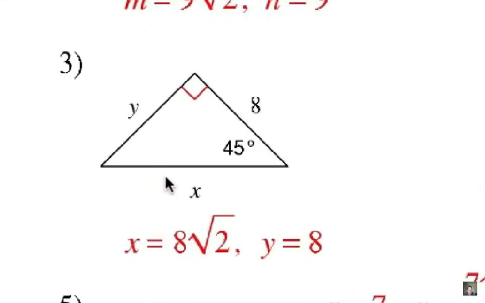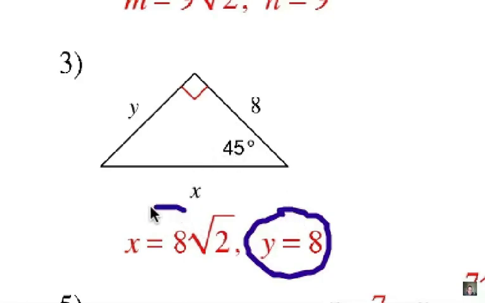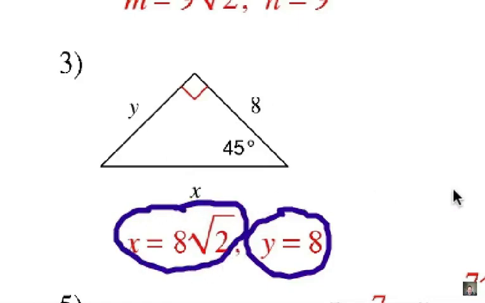We're going to start with a pretty simple one, and that is number 3. The leg is 8, so y must be also 8. Okay, pretty simple. And then the hypotenuse x is 8 radical 2. All right, it's always radical 2 times longer. All right, now let's look at number 4.